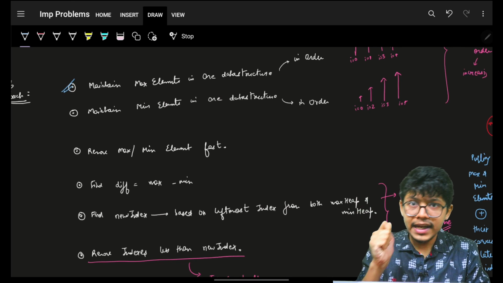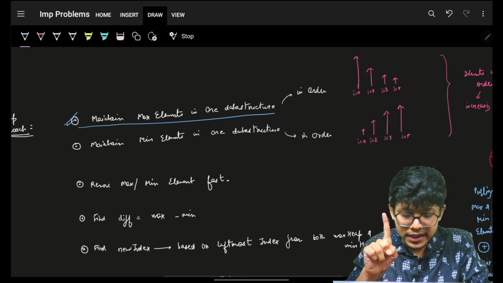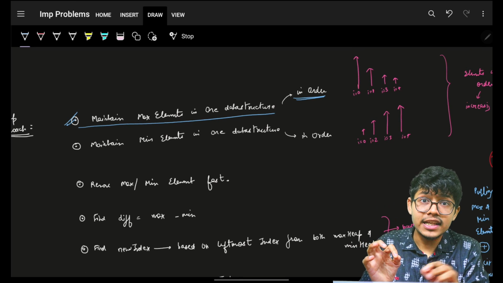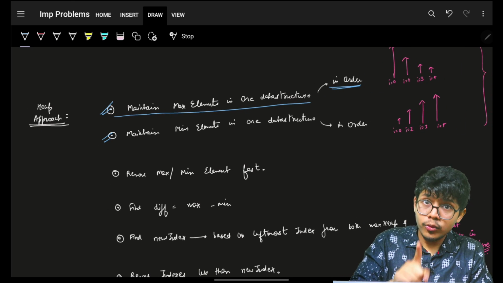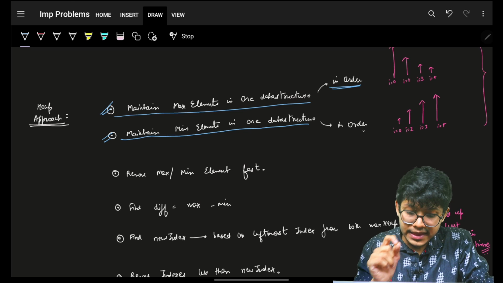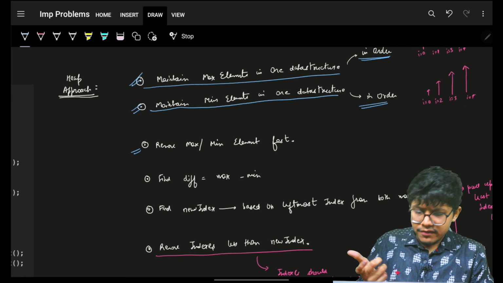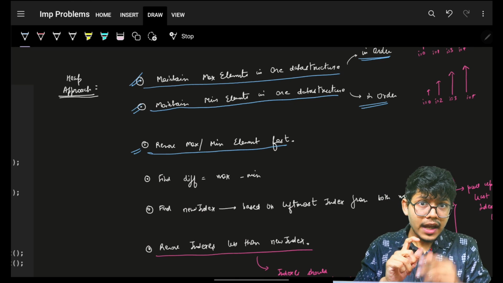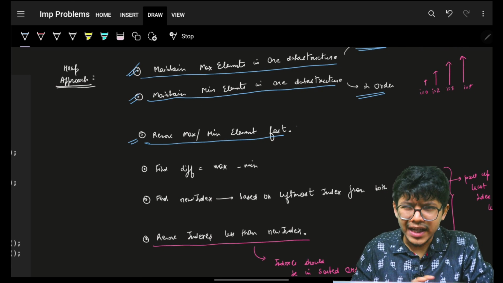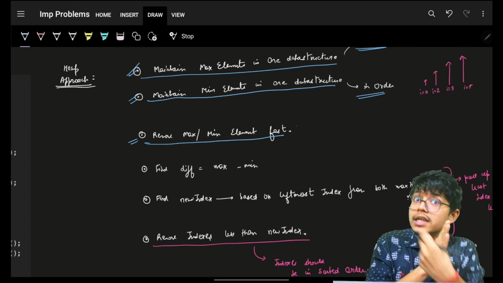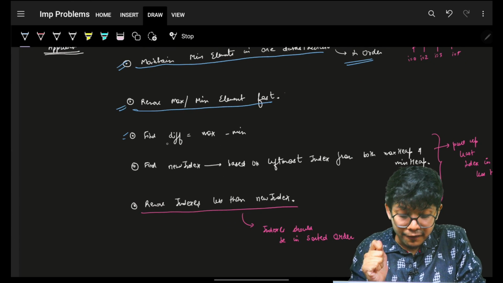First thing, we maintained our max elements in one data structure, which was max heap. This helped us maintain the elements in the max order. Then we took one more data structure to maintain the minimum elements, and that maintained the order of the minimum elements. Then we wanted something which can remove the elements fast, and we were only removing from the top of the priority queue. Again, I don't need to technically remove all the elements. I just need to remove the topmost element fast. Okay. I have to find the diff.